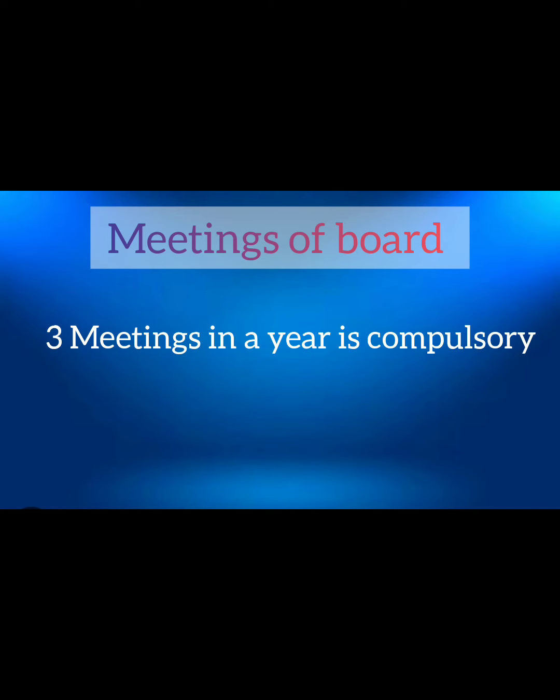So it is compulsory for the board to conduct 3 meetings in a year. According to Section 8, in every 3 months, the board has to conduct a meeting and review all the laws and orders implemented by it. Now let's see the powers of the board.